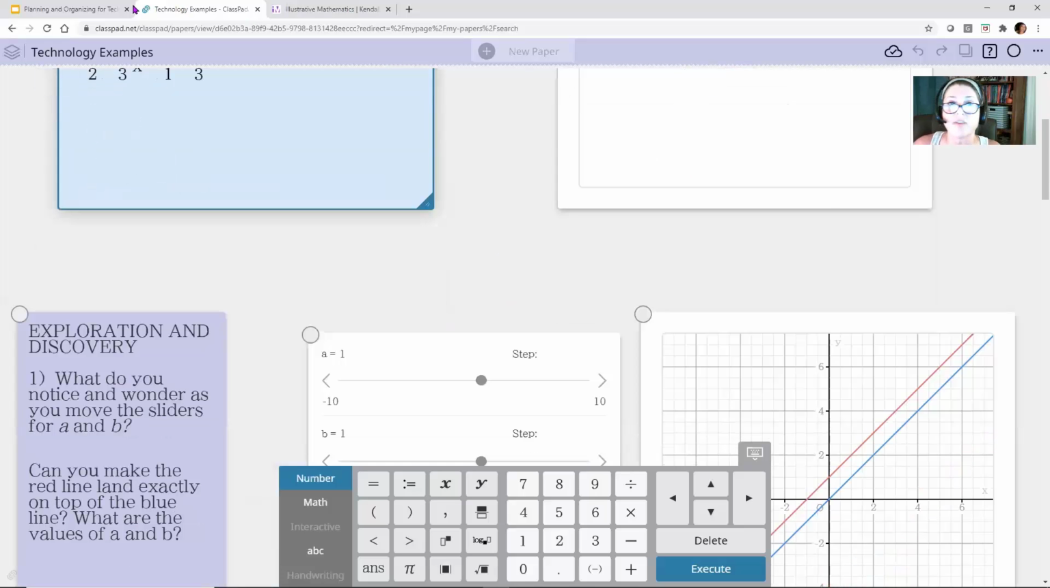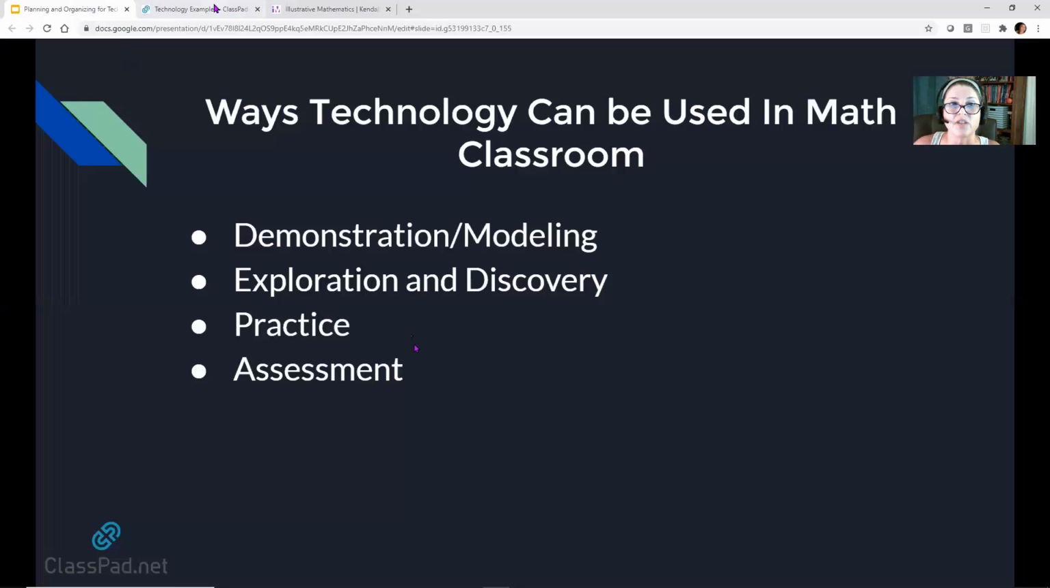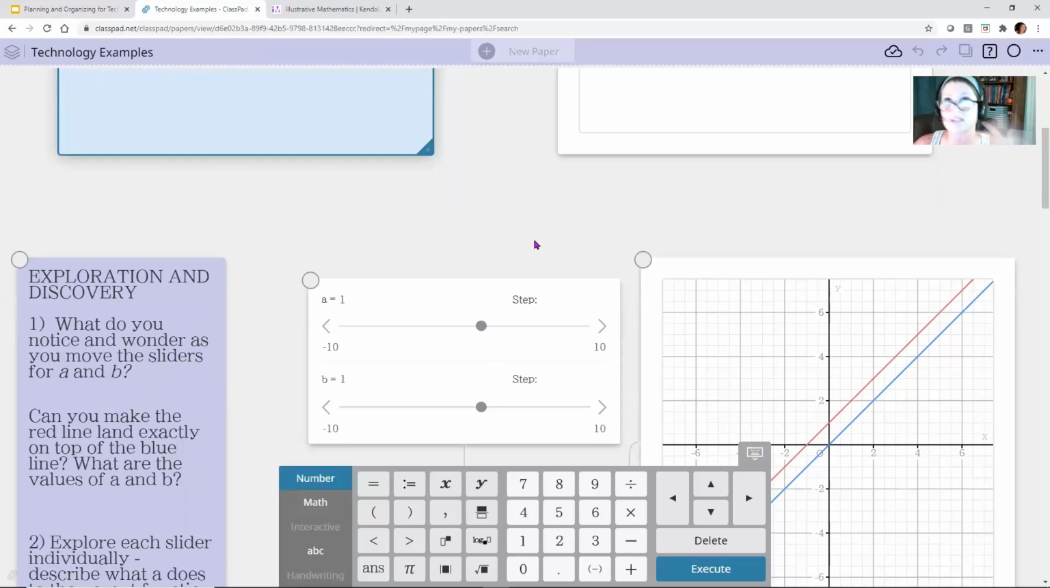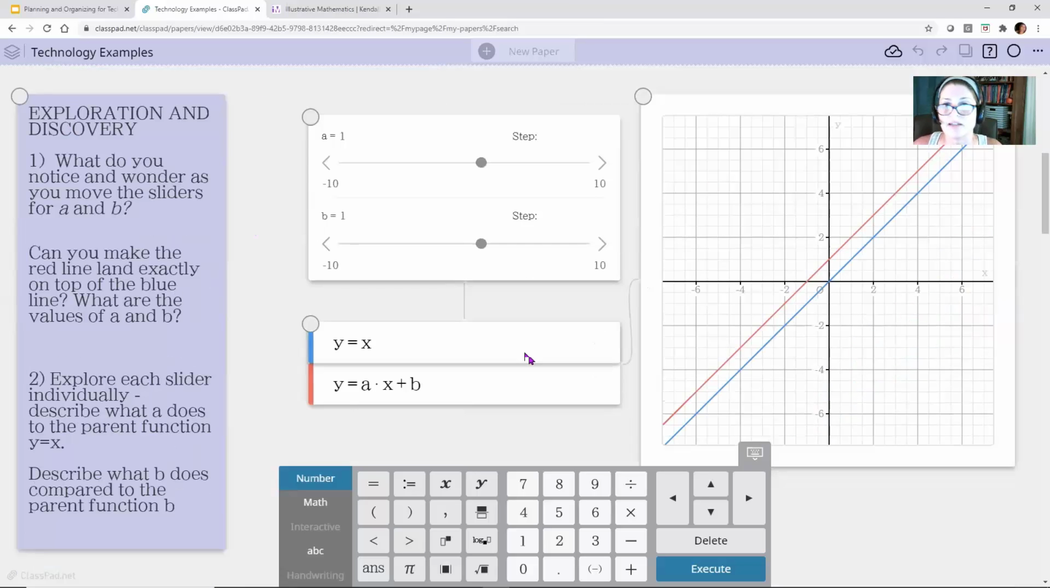The second one that I talked about was exploration and discovery. This, to me, is the most exciting part of technology, especially dynamic types of technology like Classpad.net. I can actually give something to students. So maybe I send them this activity in a URL, and I say, okay, I want you to use this and explore, and here's the questions, here's what I want you to do. I want you to explore it on your own, write down your answers, tell me what you've done, and then we're going to come back together.